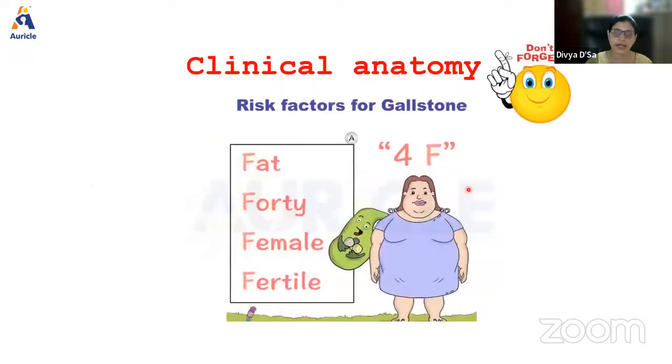Risk factors for gallbladder disease. Common risk factors, we say 4 Fs: fat, 40, female, fertile. Fat, 40, fertile female. So they are at higher risk. Anybody can get a gallstone, but these people are at higher risk.